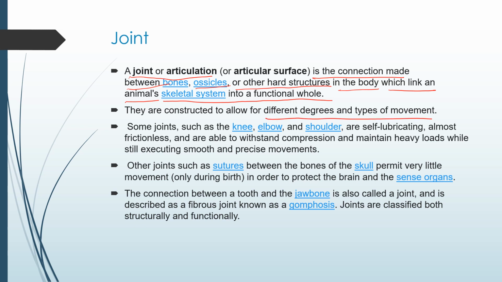Is it clear? Now we know general examples of different joints: the knee, the elbow, the shoulder. These are all self-lubricating joints and almost frictionless. They are able to withstand compression and maintain heavy loads, still executing smooth and precise movements. Is it clear to everyone?